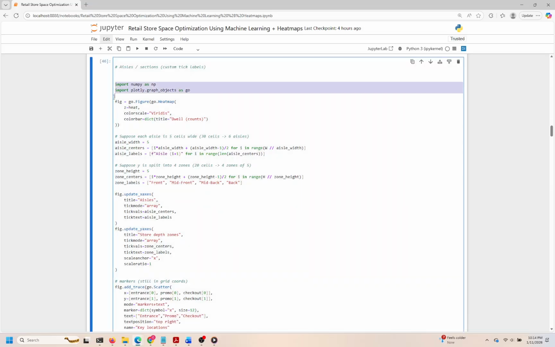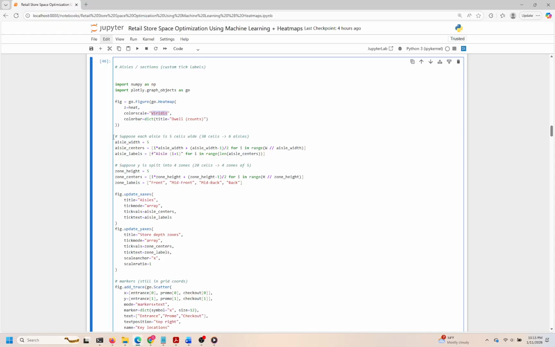The variable heat contains the underlying data that informs us about the counts of customer dwell time across various sections of the store. We first create the figure, setting the color scheme to viridis, which is known for its clear gradient, allowing us to easily interpret the variations in dwell time represented by different colors.